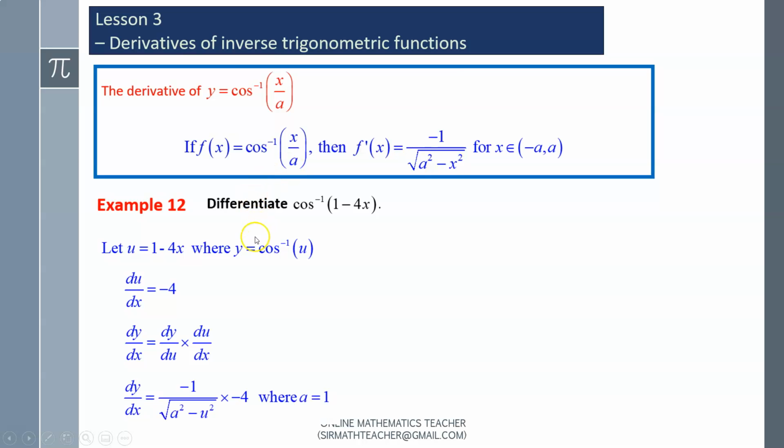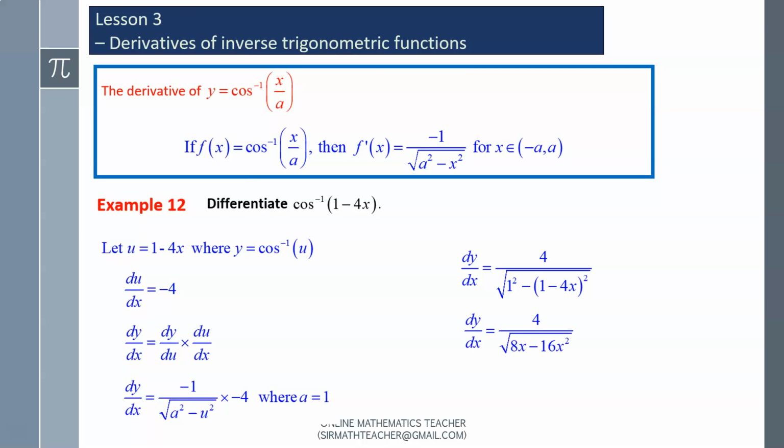So the derivative of inverse cos would be negative 1 over the square root of a squared take x squared. But that x here is a u. So negative 1 over the square root of a squared take u squared times by du/dx, which is the negative 4. Now a, in this case, is 1. Here, dy/dx equals 4 over the square root of 1 squared take 1 take 4x squared, because u was 1 take 4x.